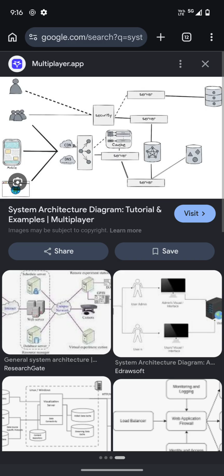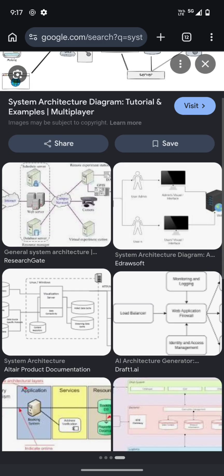You can see these are the high level things. We will always have these systems in a particular system design when we are designing a system, and multiple servers are there.